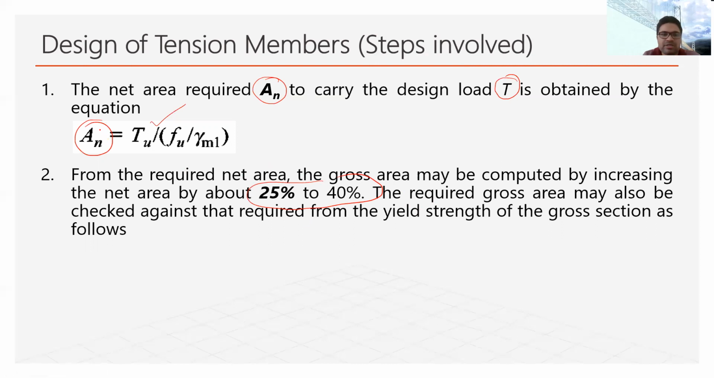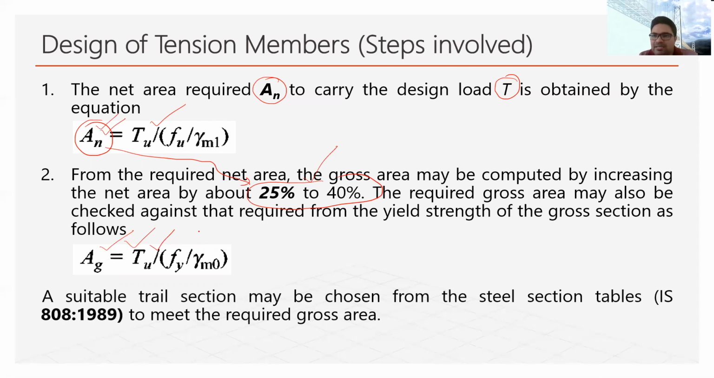Here we are calculating the net area. Directly, we can calculate the gross area using another formula, this one. Using this, we can calculate Ag, the gross area, and then compare the gross area from both cases. In the first case, we calculated An and then increased it by 25 to 40%. In the second formula, we directly calculated Ag. We can compare the two, and whichever gives us the maximum area, we can adopt that, depending on the condition.